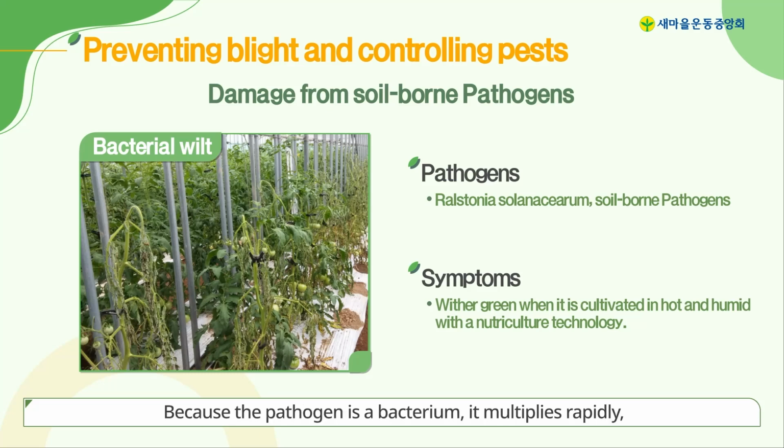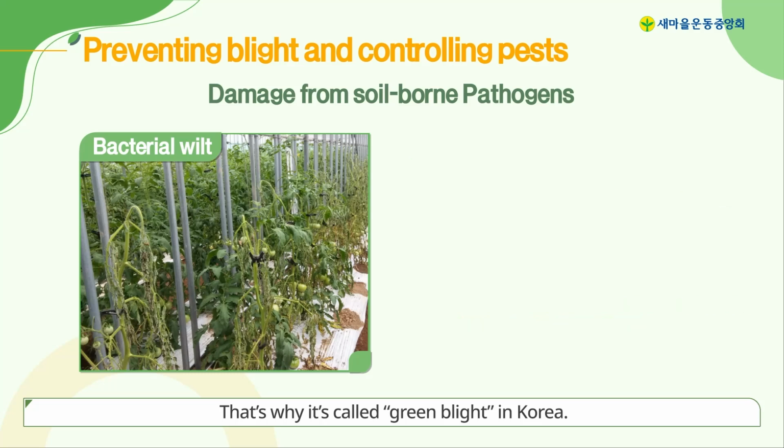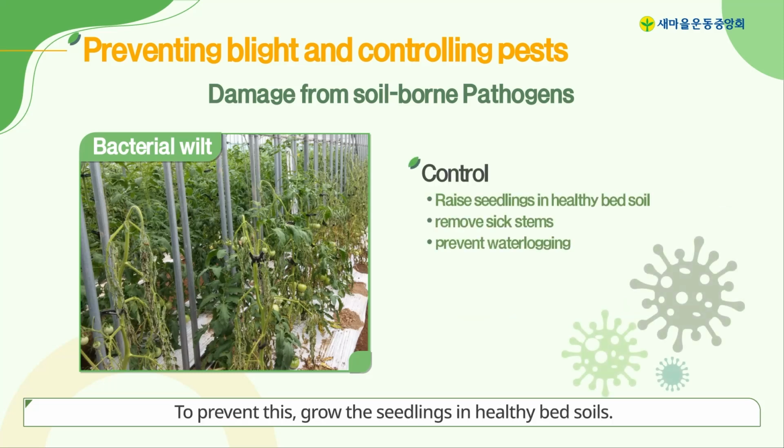Because the pathogen is a bacterium, it multiplies rapidly, drying up the crop as it is still green. That's why it's called green blight in Korea. To prevent this, grow the seedlings in healthy bed soils. And when a plant becomes a host of the disease, pull it out quickly and pour an appropriate inoculation pesticide into the removal site to prevent the disease from spreading to the next plant.